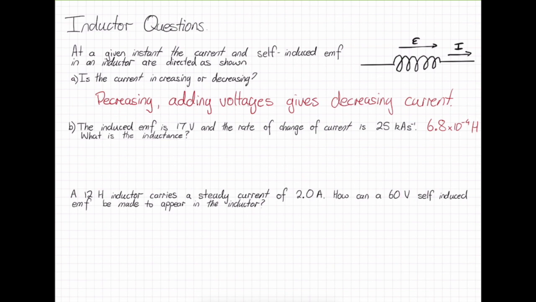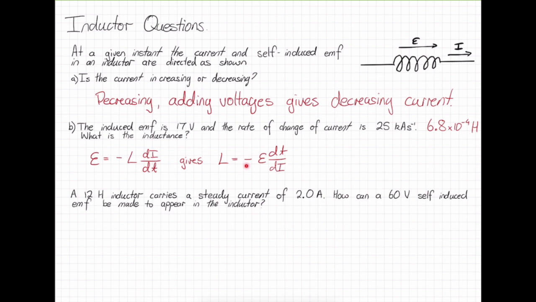Part B. The induced EMF is 17 volts, and the rate of change of current is 25 kiloamps per second. What is the inductance? Well, our equation gives us that the EMF is equal to minus L, our change in current over a change in time. Rearranging this gives our inductance is equal to minus our EMF, our change in time over a change in current.